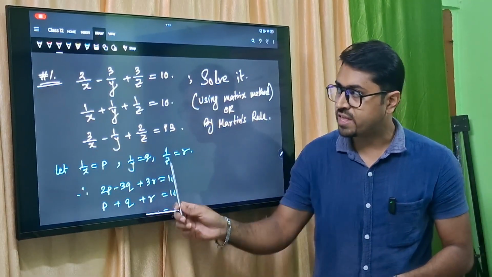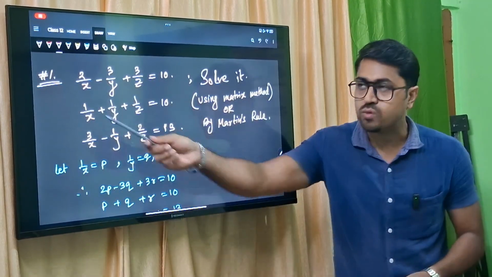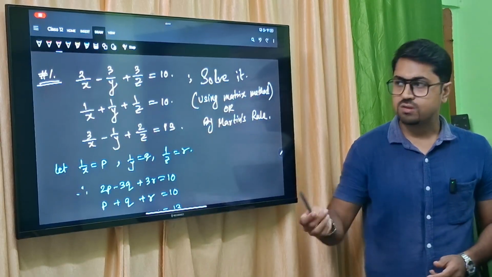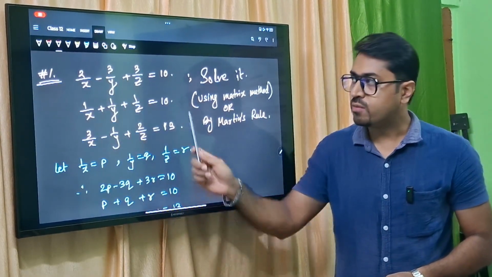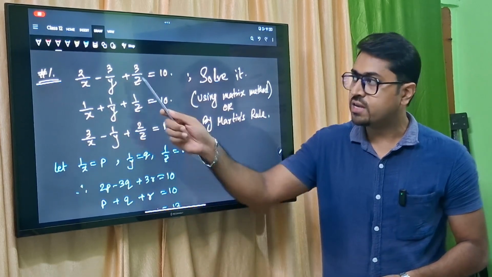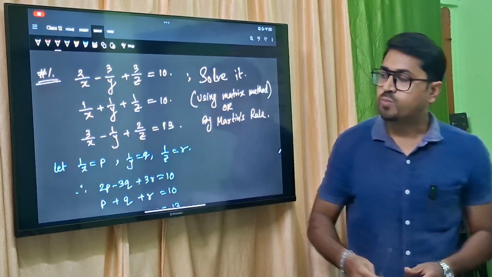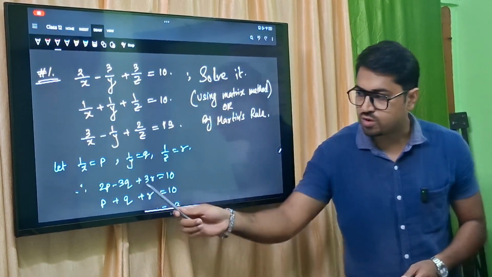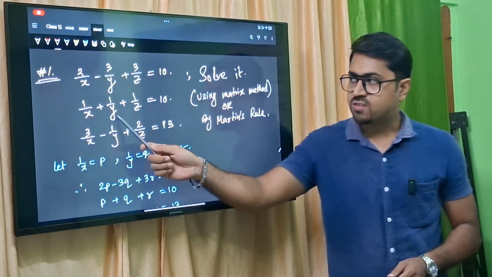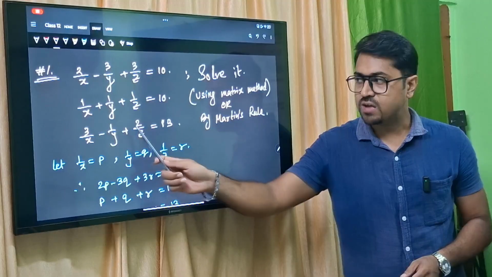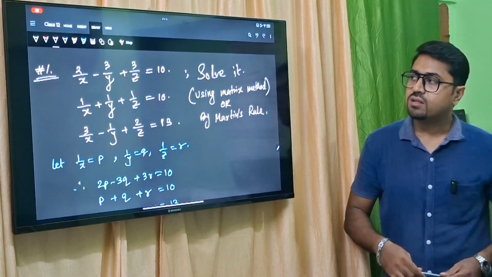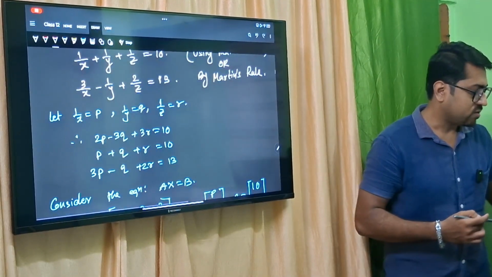If you put this over those three equations, then what will it be? 1 by x equal to p means three variables, then you put p, q, r over there. It will become 2p minus 3q plus 3r equal to 10, p plus q plus r equal to 10, and 3p minus q plus 2r equal to 13. So these are the equations.